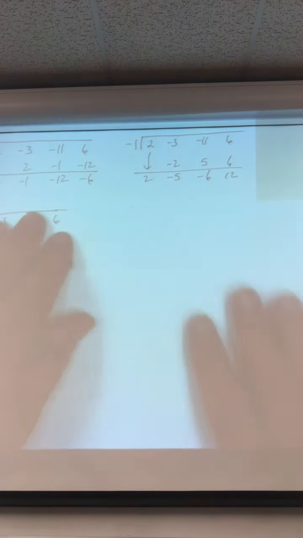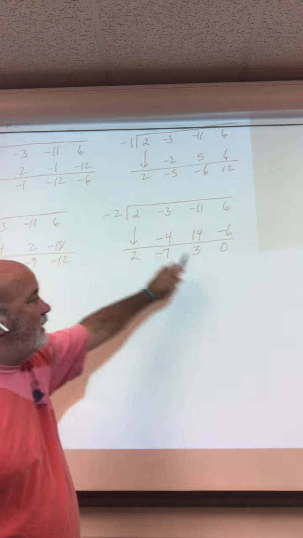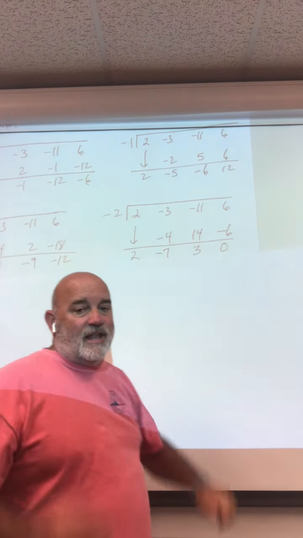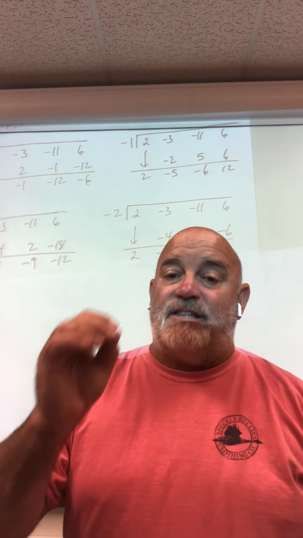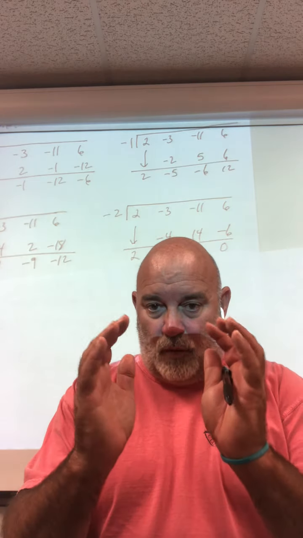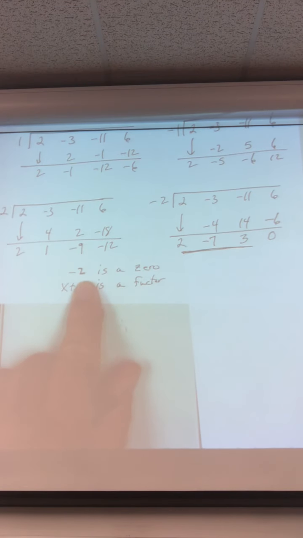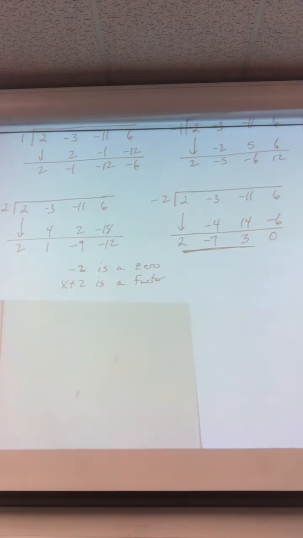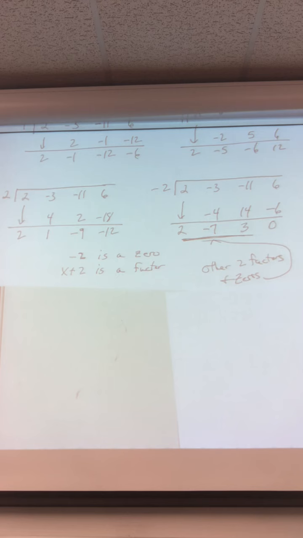But then when I got to -2, it did. So when I tried -2 right here, I got a remainder of 0. So that means that -2 is one of the zeros. That means x plus 2 is one of the factors. Now, -2 is a 0. X plus 2 is a factor. Now what we need to do is find the other 2 factors and the other 2 zeros.